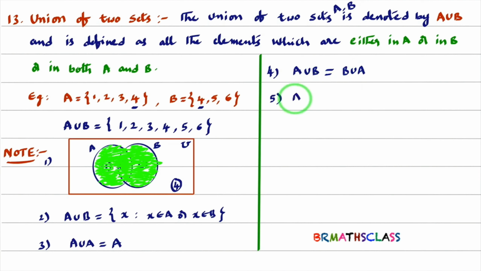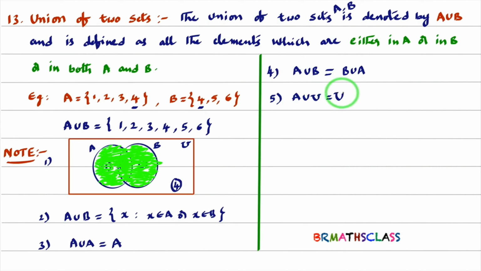When we do union with universal set, A union universal set, which set we will get? We know that universal set is the set which contains all the sets or elements under consideration. So as universal set is the bigger set, when we do the union, the bigger set will be the answer.